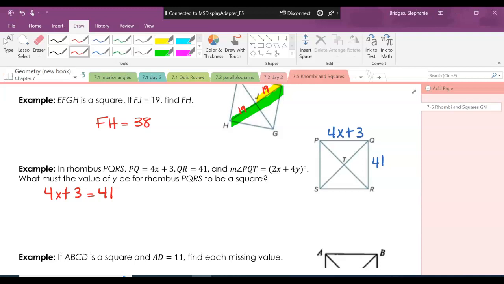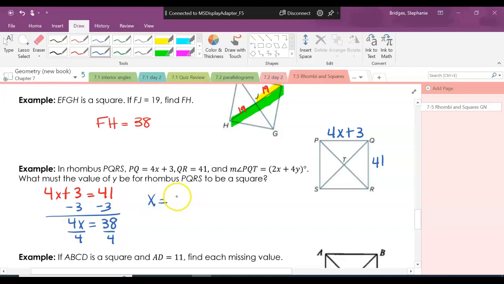What do I do first? Subtract the 3. All right, so I get 4x equals 41 minus 3, which is going to be 38. And then we're going to divide by 4, and I don't think that goes in evenly. Tell me what that decimal is, please. 9.5? Thank you. All right, everybody okay with how we did that?